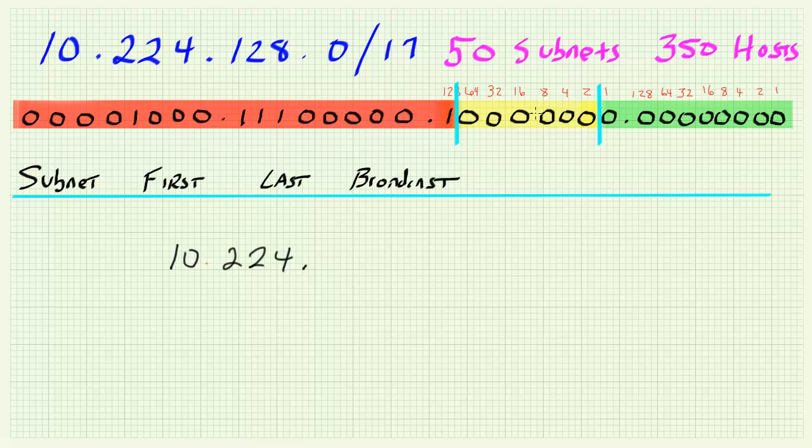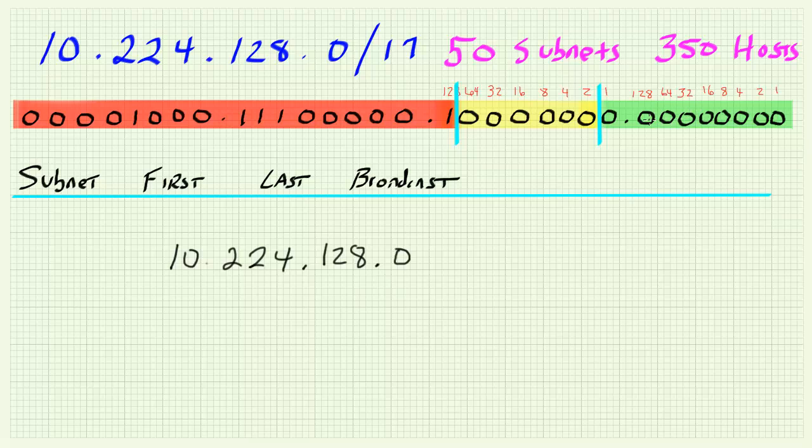So with all of our subnet bits set to 0, what is going to be the value of the third octet for the first subnet? That's going to be 128, right? And then with all the rest of the bits set to 0, 128.0, that'll be our first subnet ID. Actually, 10.224.128.0. That's going to be the subnet ID of the first of these 50 subnets. So what will be the value of the next subnet?